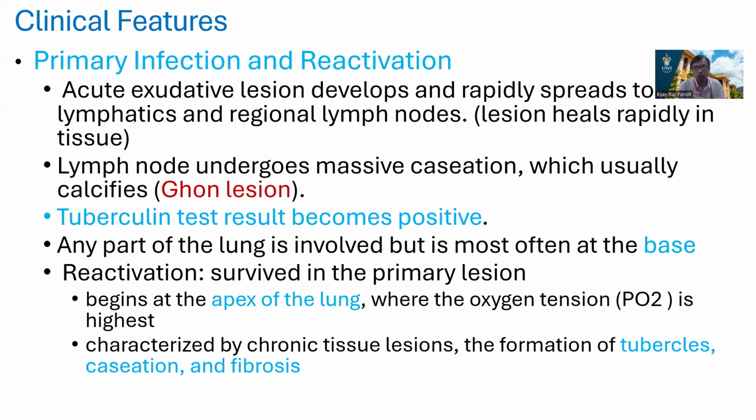And when we talk about which part of the lung is infected, in the case of primary infections, the base of the lung is infected. But when it is reactivated, the apex of the lungs is infected. And that is characterized by the tuberculosis suggestions and the fibrosis.